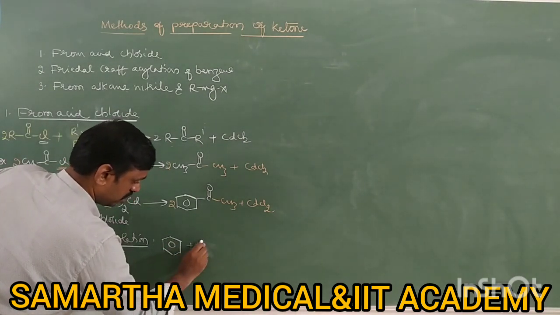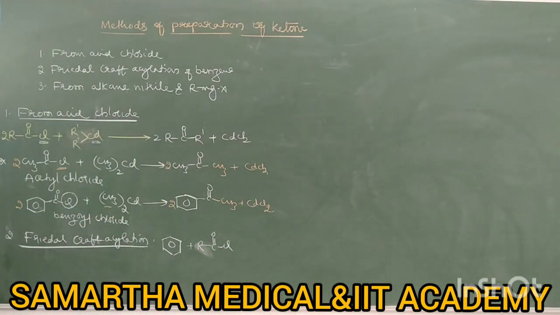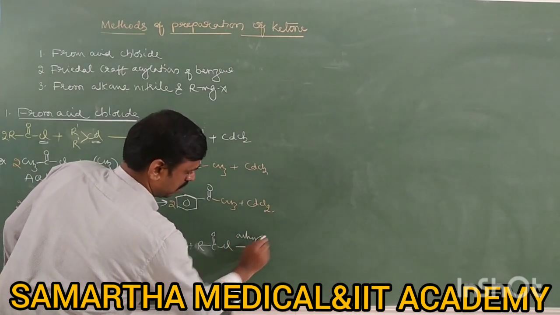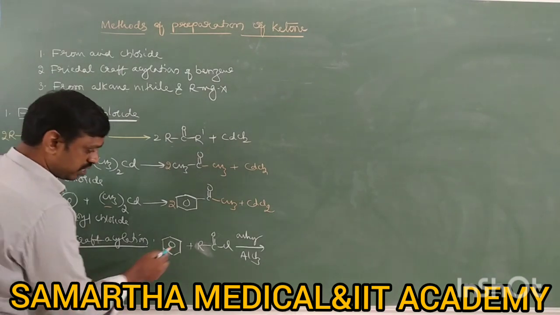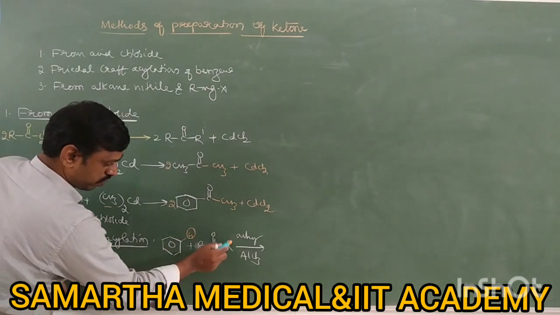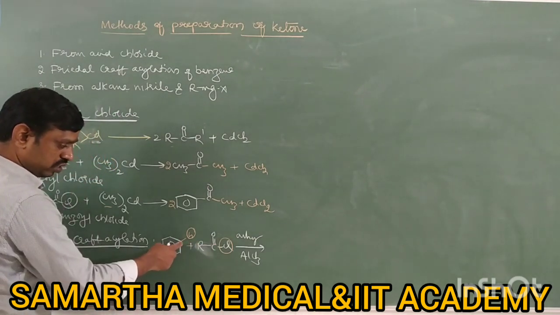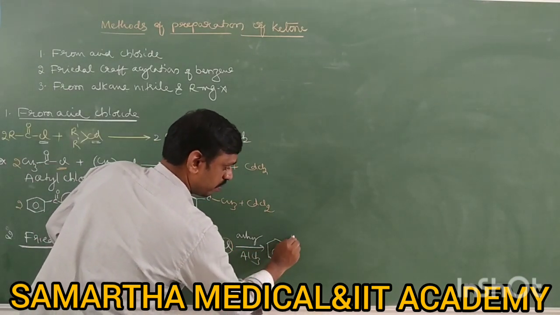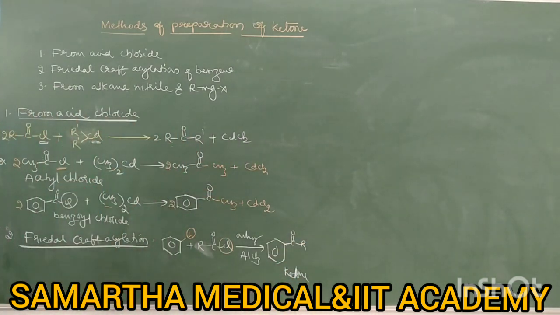I will take the general reaction, R C double bond O Cl. Benzene is treated with acid chloride in the presence of anhydrous AlCl3. In the presence of anhydrous AlCl3, what happens? Here one hydrogen and one chlorine are removed as HCl. Then this C double bond O gets attached to this carbon. It means we will get C double bond O R. This is a ketone. Particularly, aromatic ketones are formed.